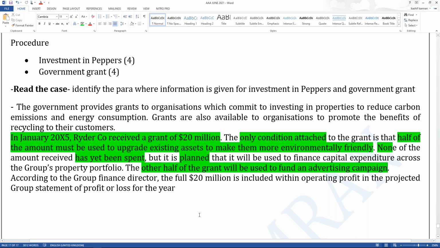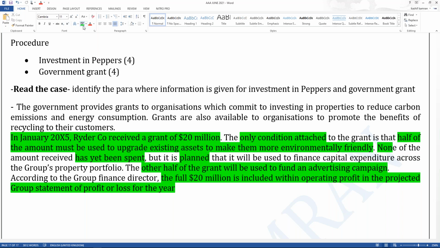According to the group finance director, the full $20 million is included within operating profit in the projected group profit and loss account. Have they done the right accounting treatment by taking the full amount of the grant in the operating profit? Or should they record it as a deferred income initially, and when they utilize it, they should take it into the income? Is that the right treatment of taking the full government grant into the other income even though they've not yet utilized it?